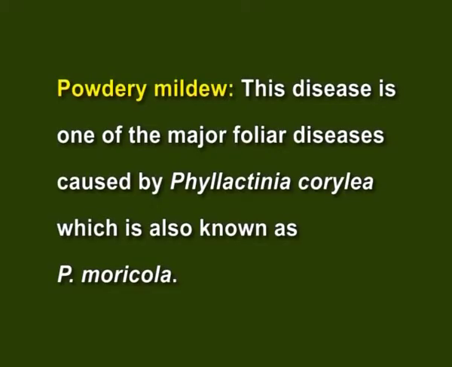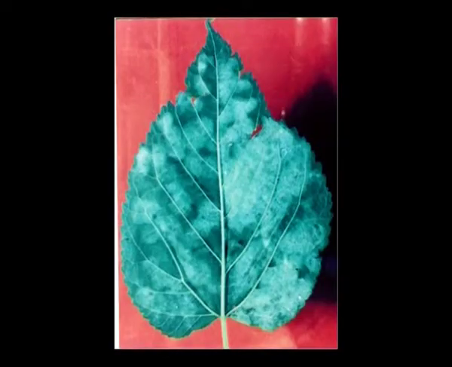Powdery mildew. This disease is one of the major foliar diseases caused by Phyllactinia corylea, which is also known as Phyllactinia moricola. It is more prevalent in tropics and temperate regions during post-rainy and winter seasons and starts progressing 40 days after pruning. The symptoms of this disease are white powdery patches on the lower surface of the leaf, and as the disease advances, the entire leaf turns brownish black and falls off prematurely.